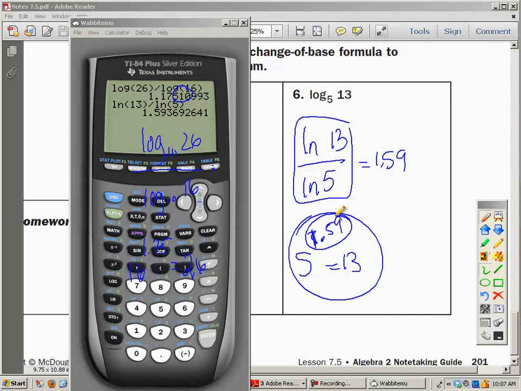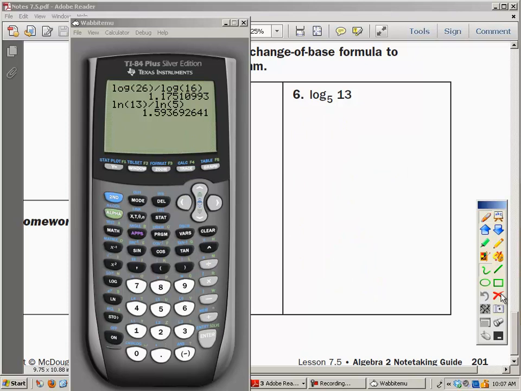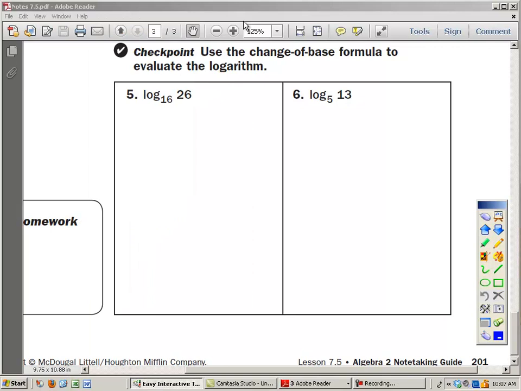Okay, so that concludes our lesson on 7.5 on applying some properties of logarithms. Some big stuff in there. We talked about that change of base formula. We finally get to actually evaluate some logs, which is a really, really big deal.